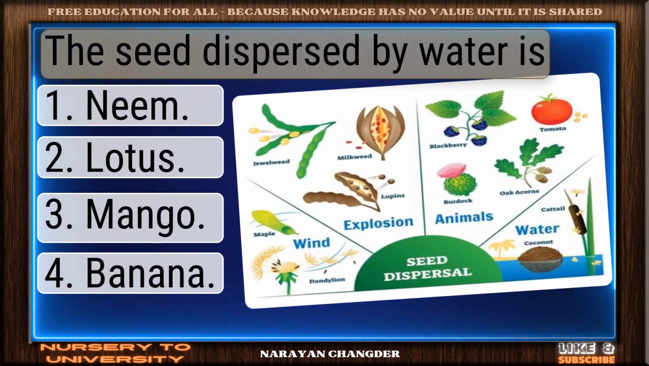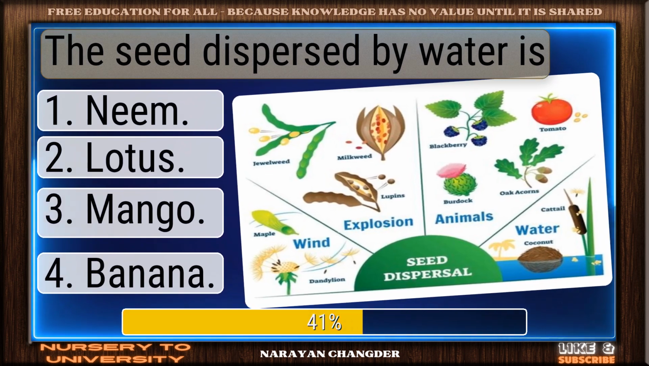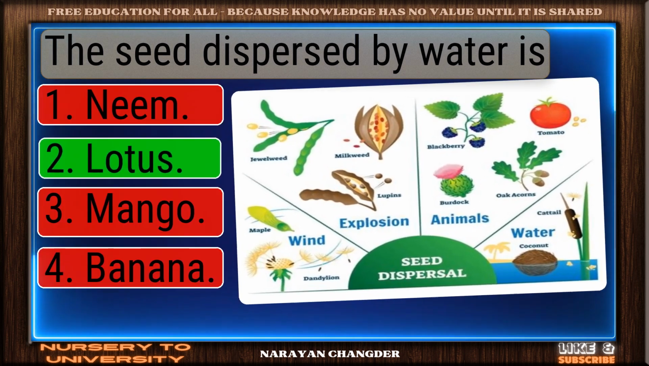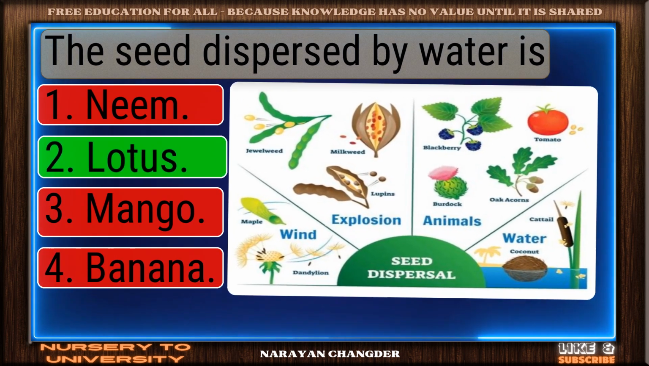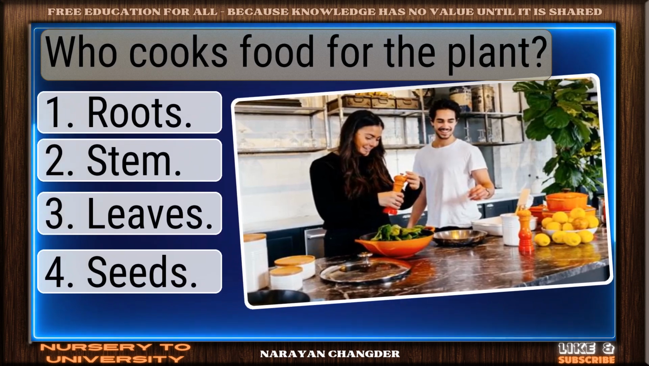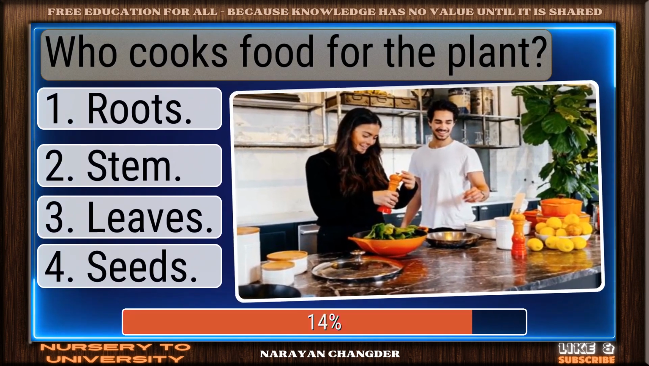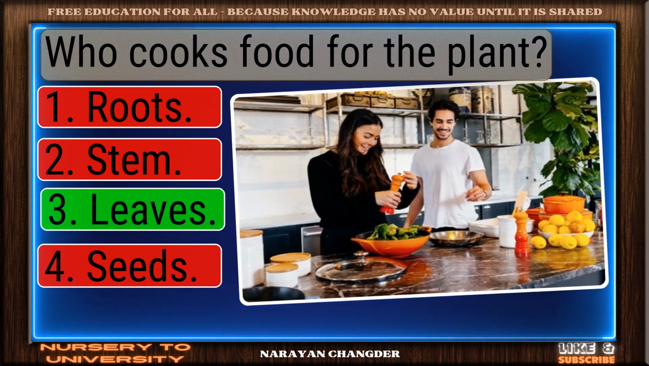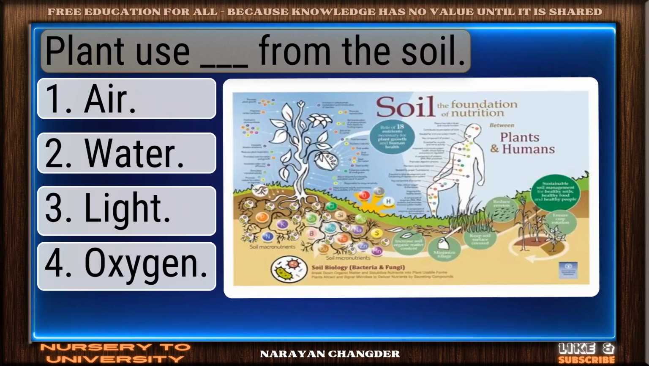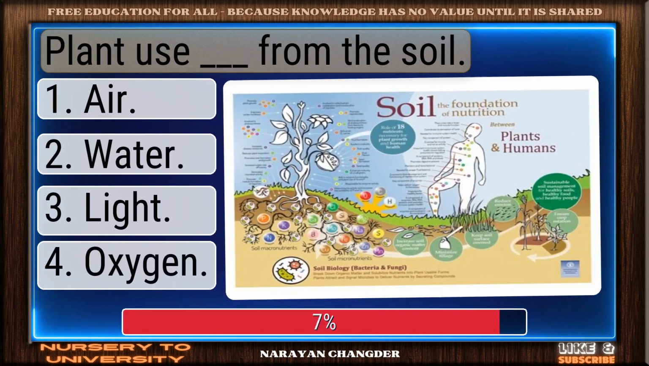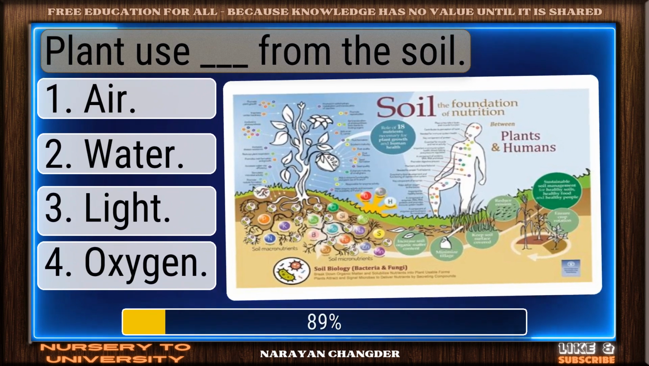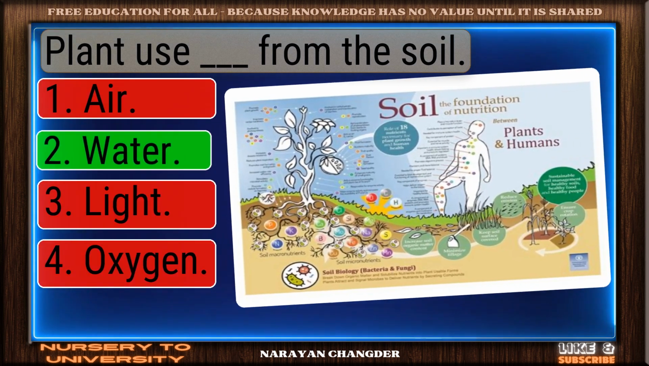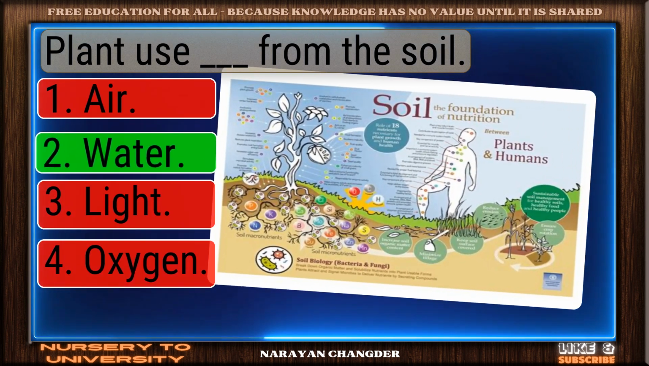The seed dispersed by water is? Well picked. Lotus is the correct answer. Who cooks food for the plant? Right choice. Leaves is the best answer. Plant use dash from the soil. Right again. Water is a valid answer.